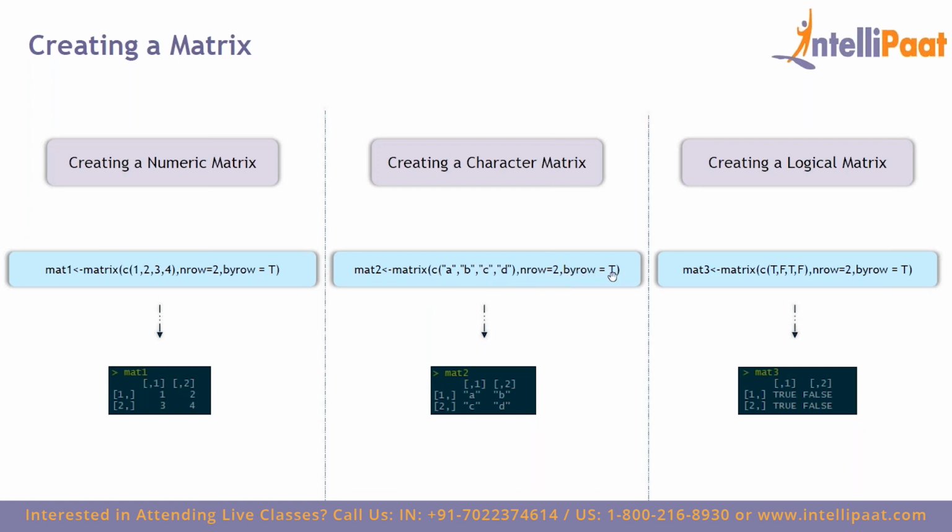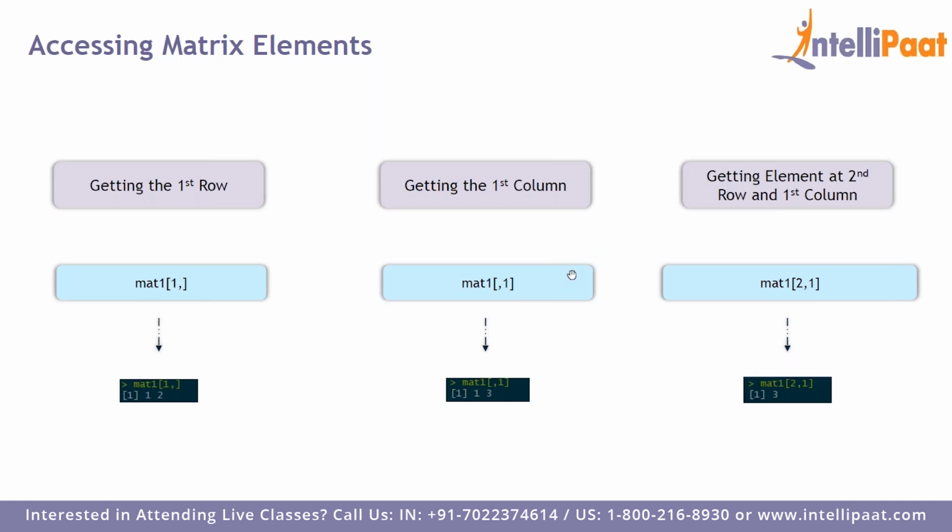Okay, here we don't have any variation. It's only filling the characters instead of numbers. So you can do that. If you do by row equal to false, what this will do is it will first fill the first column, A, B, and then C and D. That's the only difference. And you can also do it for the logical elements, T F, T F, and you get the same output. Now, how do we access the matrix?